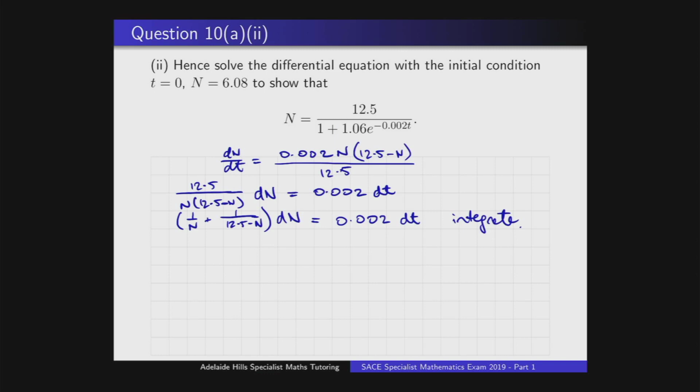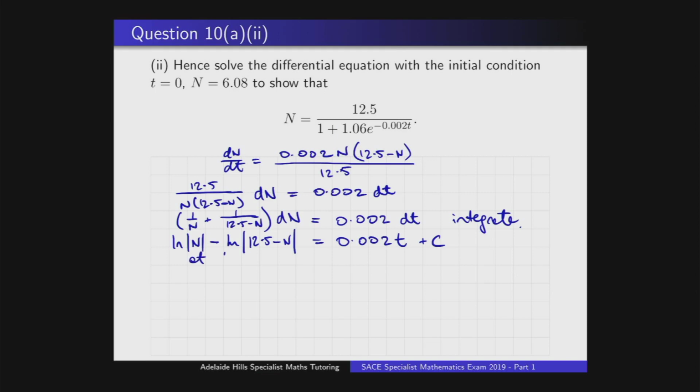And when we integrate, what we're going to get is some logs of the absolute value of the things on the denominator. So the first term will be a natural log of the absolute value of n, and the second one will be minus, because it's minus n on the denominator, and it's the natural log of 12.5 minus n. Okay, the right hand side we're going to have 0.002t. We integrate 1, we just get t. So if we integrate 0.002, we get 0.002t. And we're going to have a constant of integration c.